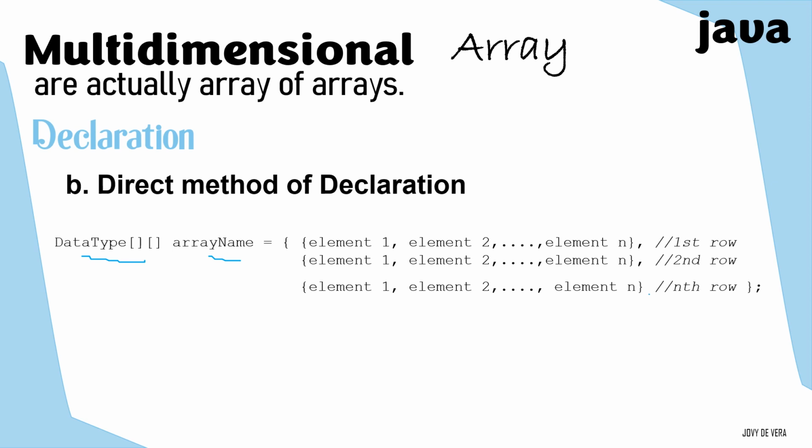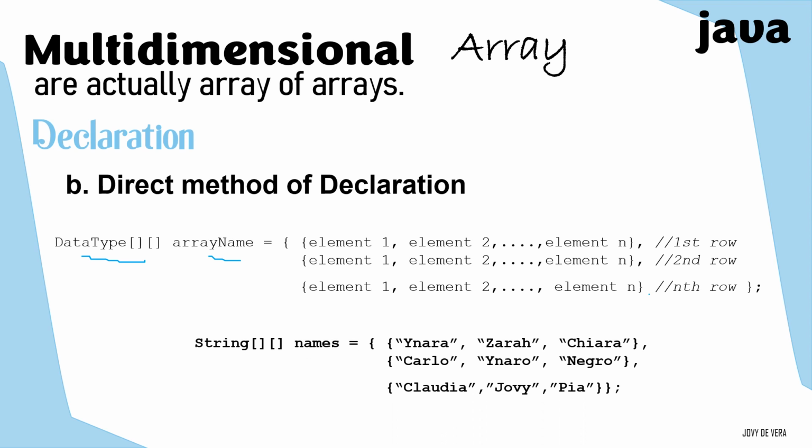To substitute the syntax, we have this one. The String, this is the data type, refers to the data type of an array, and then names is the array name, and then the values are the following. Inara, Zara, Kiara, values of the first row, and then Carlo, Inaro, Negro, values of the second row, and lastly Claudia, Jovi, and Pia, values of the third row.